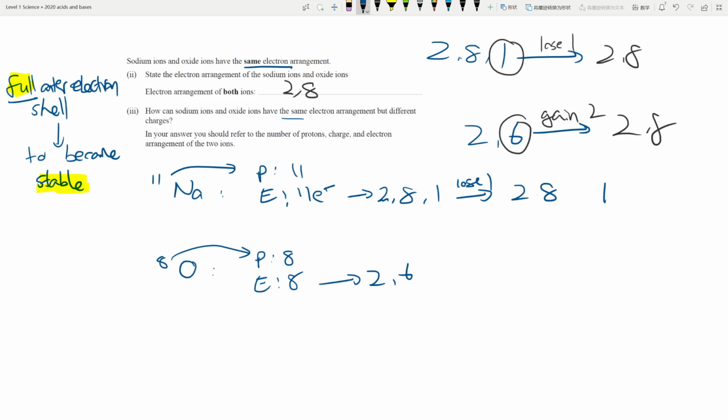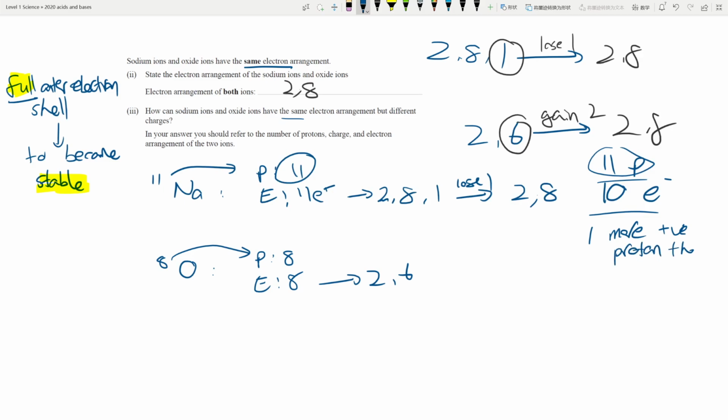So how many electrons does it have now? You have 10 electrons. I still have 11 protons. Remember, the proton number doesn't change. So if you look at these two numbers, 11 positive protons, 10 negative electrons, you have one more positive proton than negative electron. So what does that mean? That means Na is going to be +1.